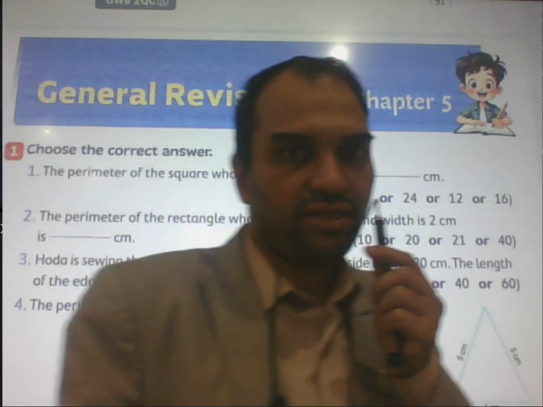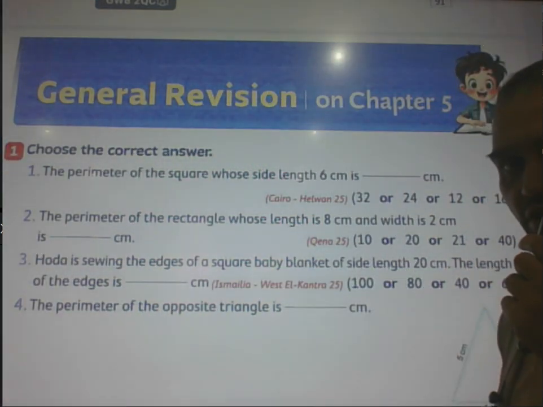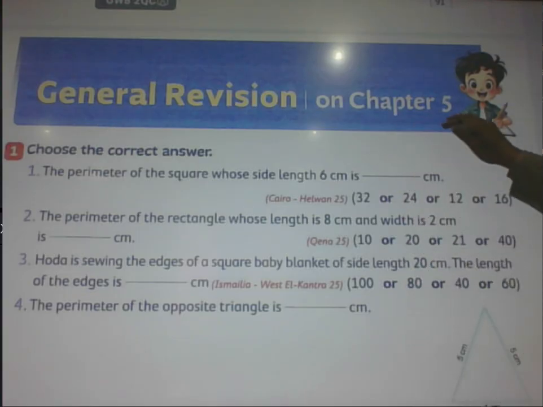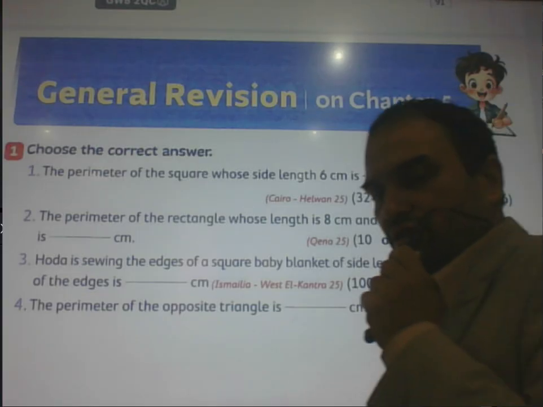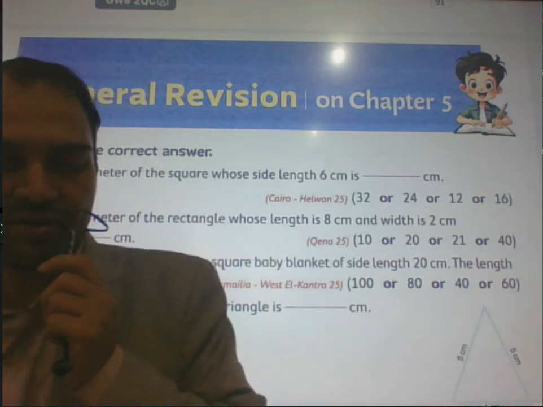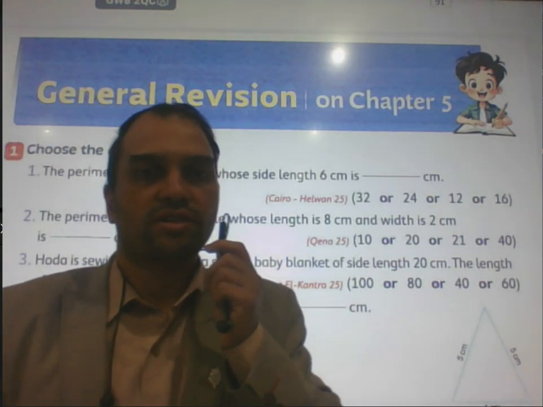Grade 3. Today we'll complete explaining the Master Book General Revision. Now I will explain Chapter 5. Okay, Chapter 5 talks about the area and the perimeter of squares and rectangles.